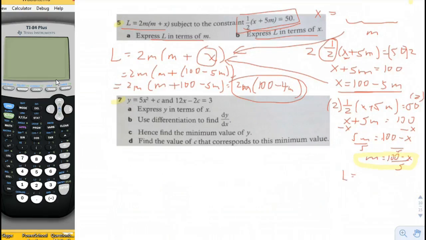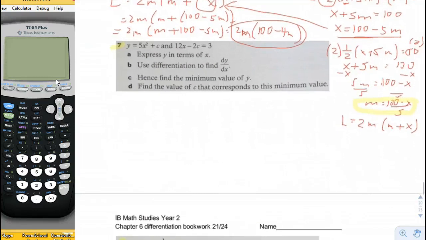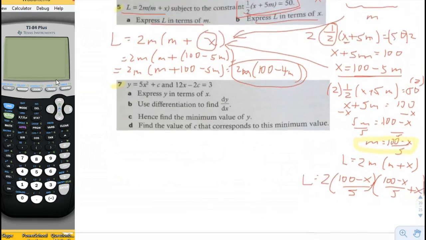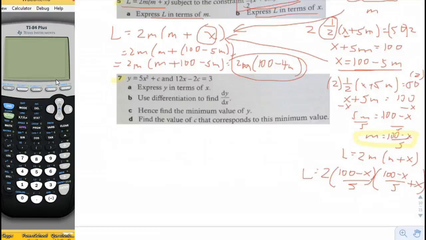Let's see, L equals 2m times m plus x. So the m here, 100 minus x divided by 5, we're going to put it in 2 places. We're going to put it here, 100 minus x divided by 5. And we're also going to put it here, 100 minus x divided by 5 plus x. Okay, and then we're done. And that's all they asked us to do. We could simplify it, but not necessary.